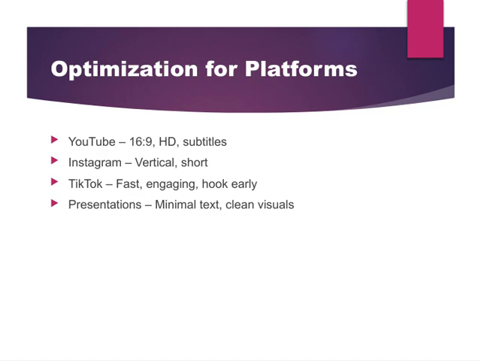Starting with YouTube, it's best to use a 16:9 aspect ratio, which is standard for HD videos. Including subtitles is also a great idea, as many viewers watch without sound or in noisy environments. Moving on to Instagram, here vertical videos work best because they fit the screen perfectly when users scroll through their feed or stories. Keep your content short and engaging to grab attention quickly.